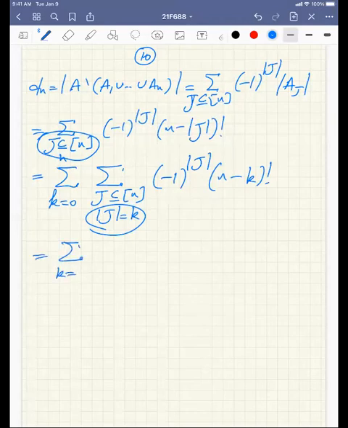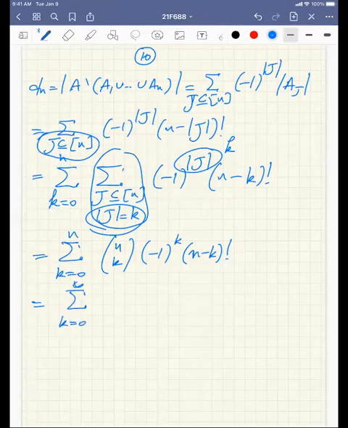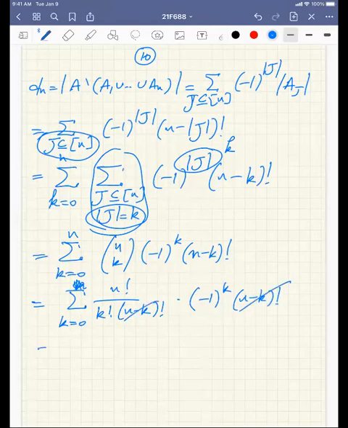So it's going to be a summation from k equals 0 to n. And here also I'm going to have a k. So I will sum up (-1) to the k times (n minus k) factorial, as many times as I have a J of cardinality k, which is n choose k. So this is the sum from k equals 0 to n of n factorial divided by k factorial times (n minus k) factorial, times (-1) to the k times (n minus k) factorial. These cancel, and we get the formula. We take n factorial as a common factor, and we get the formula from before.